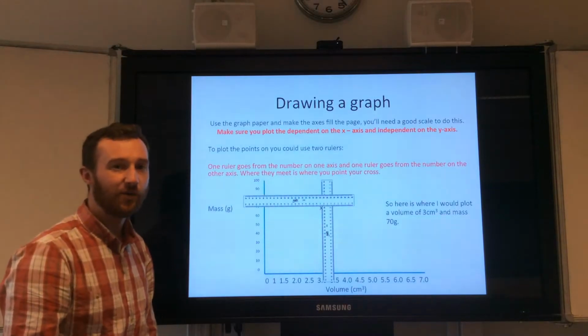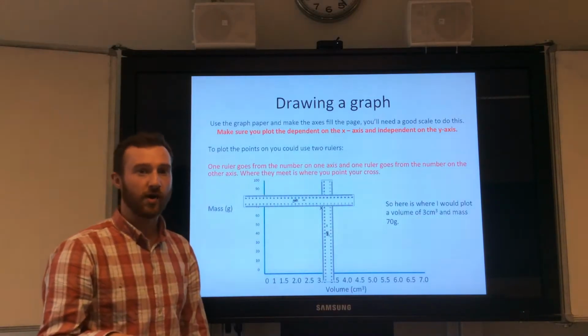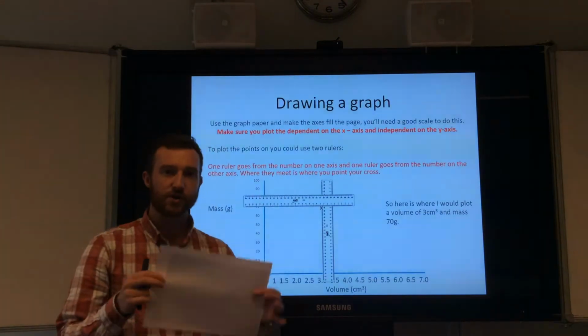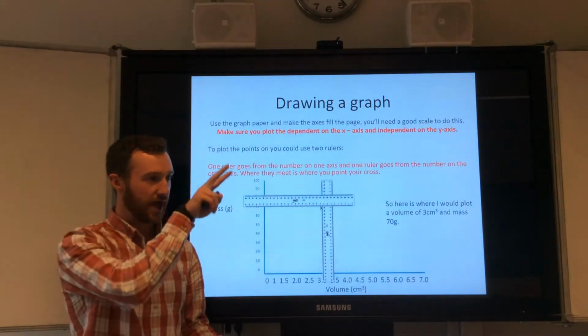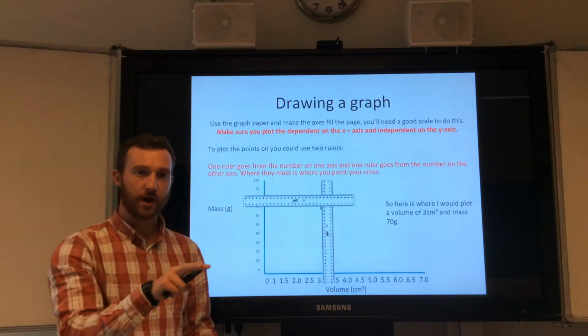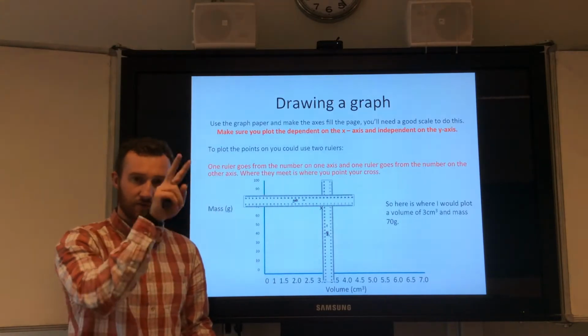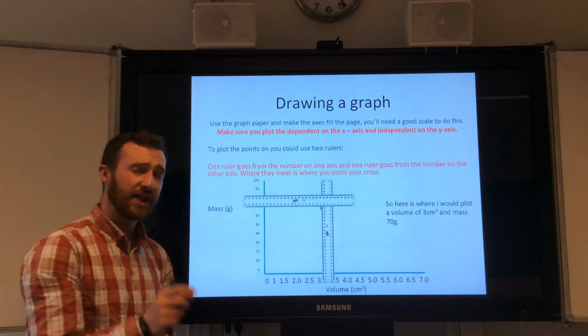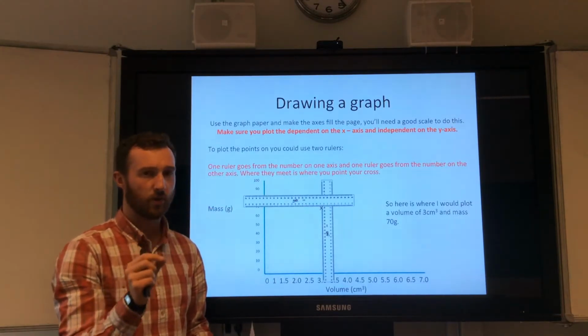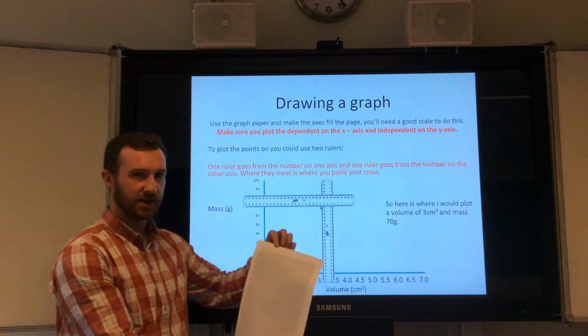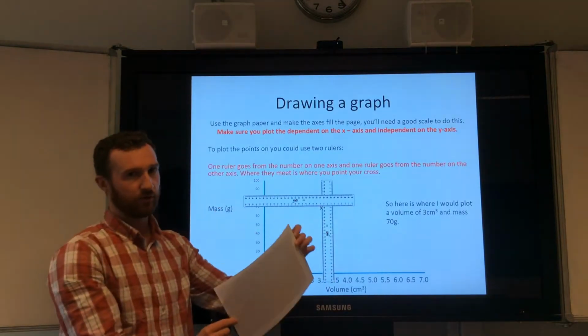Okay, what we're going to do now is learn to draw a graph. Firstly, you'll probably have a sheet of paper like this. You're going to have a table of results, with the X in the left-hand column and the Y in the right-hand column. Independent versus dependent: you're going to put the independent on the X-axis, and the dependent on the Y-axis. But firstly, you've got to decide which way round you want it to go.